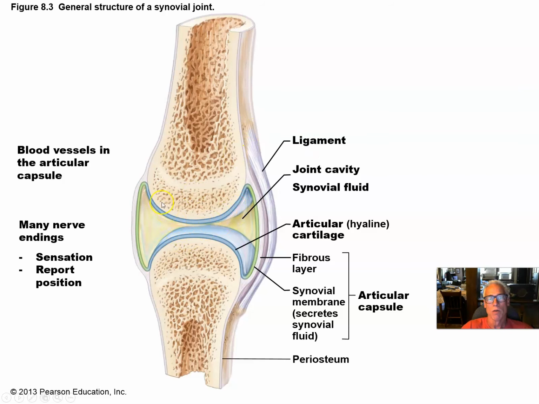All right, first of all, the bones that comprise a synovial joint have articular cartilage on the ends of the bones that reside in the joint, or that make up parts of the joint, the condyles.